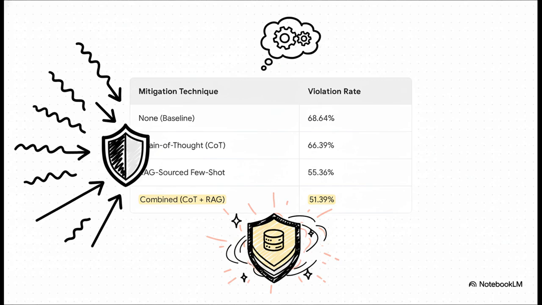So, of course, the next question is, what if you don't choose one or the other? What if you layer them together? Well, that's where they got the best result. By combining both techniques, showing the AI examples and telling it to reason step by step, the violation rate fell to about 51%. That's a total improvement of more than 17% compared to doing nothing at all.